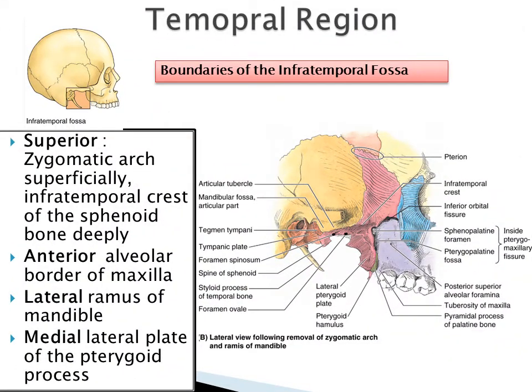If we now have a look at the boundaries of the infratemporal fossa, superiorly we would have the zygomatic arch superficially, remnants of it are visible here, and we would also have the infratemporal crest of the sphenoid bone deeply, right here. Anterior would be the alveolar border of the maxilla. Lateral would be the ramus of the mandible, which has been removed in this picture, and medial would be the lateral plate of the pterygoid process.